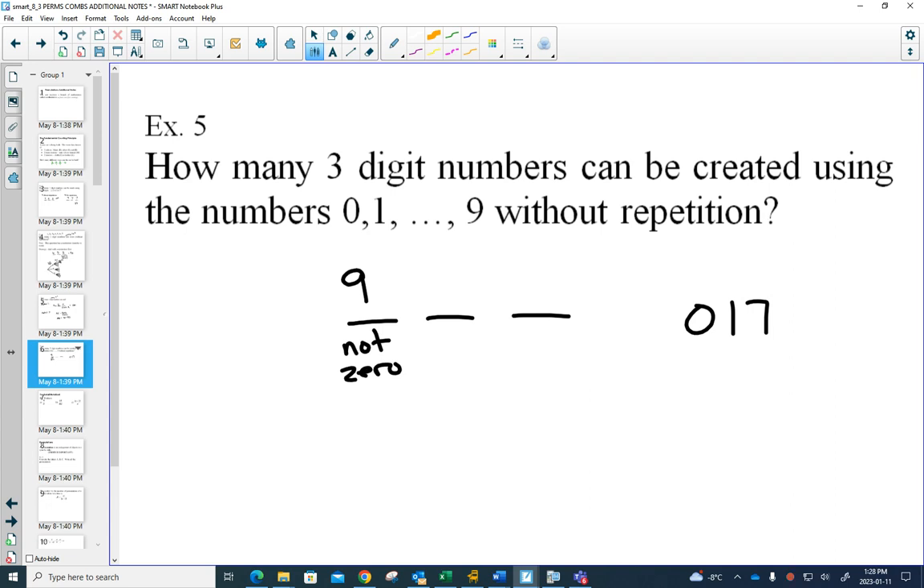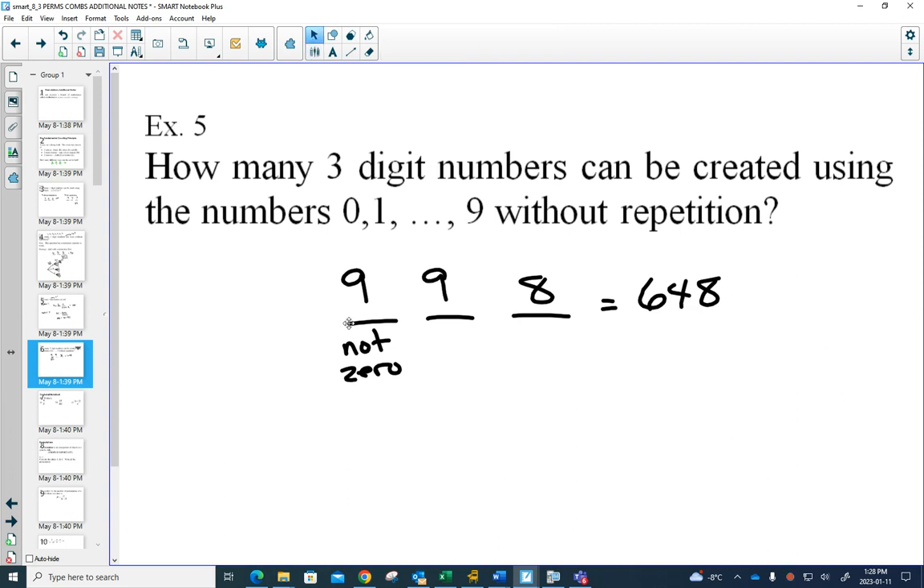If I'm not allowed to repeat, how many choices do you have for your next one? 9 again, because now one of the numbers from 1 to 9 is gone, but 0 gets added back in. And then 2 numbers are gone, giving you 8 after that. Multiply this out, gives you 648. So sometimes it's a little bit tricky to see the restriction.